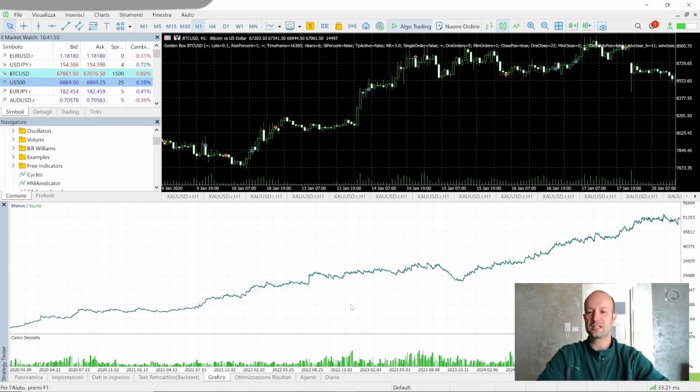Now let's go and make a change. And let's set a fixed lot size. Here I'm using 10,000 euros. So for Bitcoin, let's maybe set 0.15 per trade. So from the beginning to the end of our test, we use a lot size of 0.15 and see what changes.